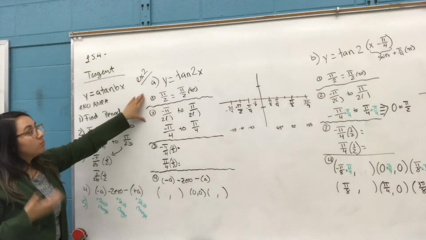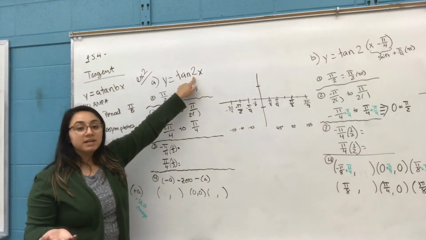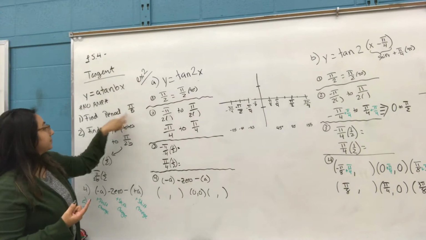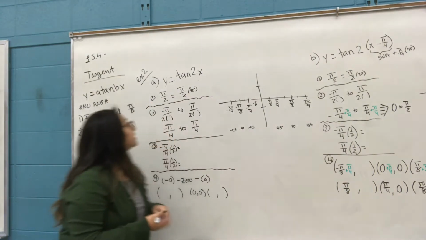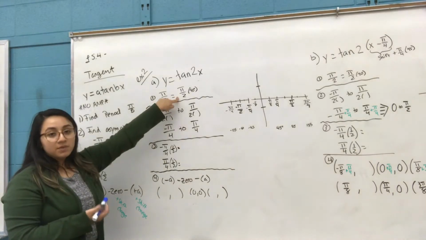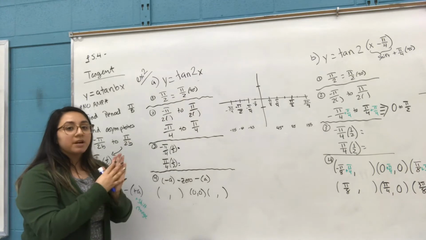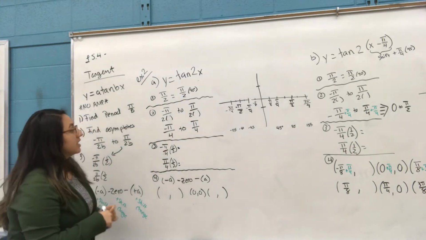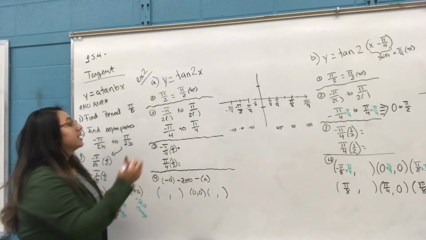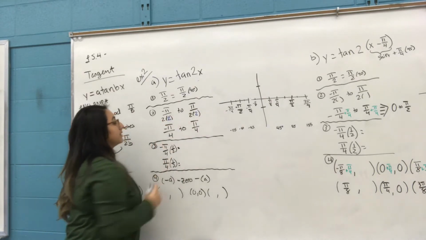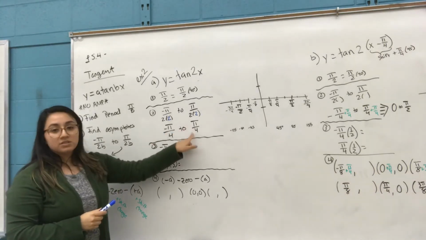Example 2a, y equals tangent of 2x. So now we have a period that's being affected. First step, π radians divided by b. So π divided by 2, and you get π over 2. Or, if we're converting everything to degrees, 90 degrees. That means your period is 90 degrees. Next, you have negative π over 2b. In this case, our b is 2. So negative π over 4 to π over 4.